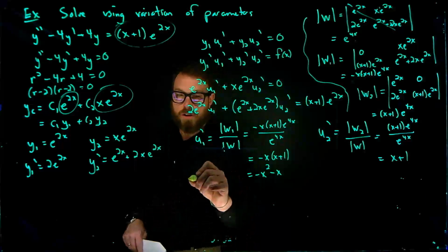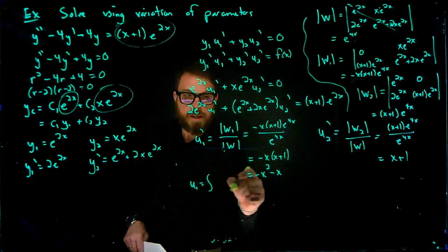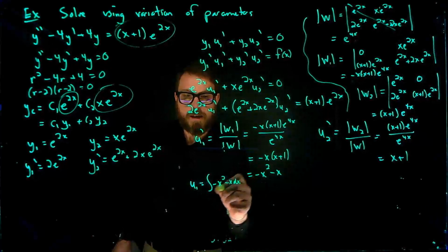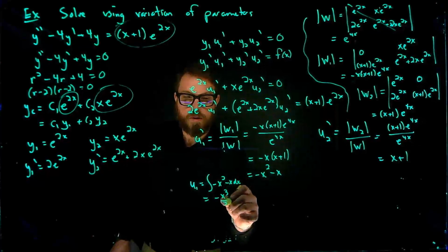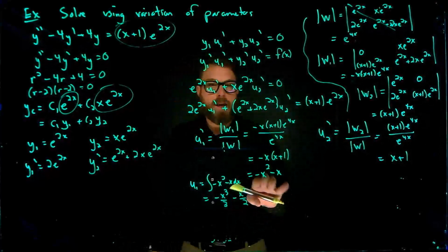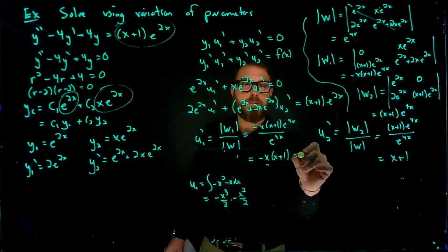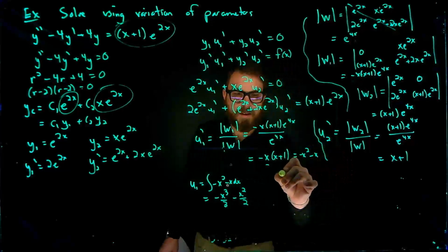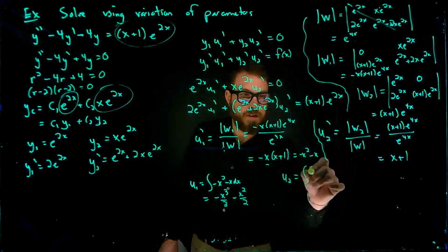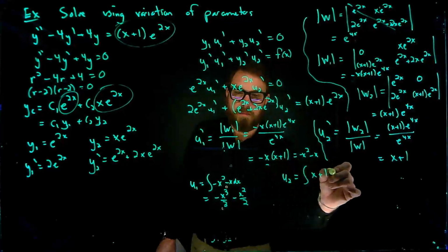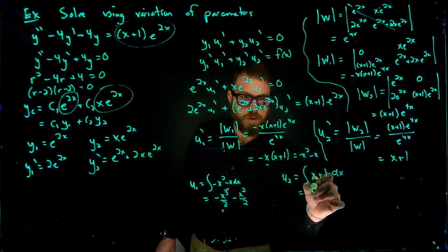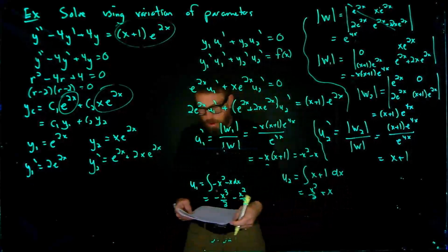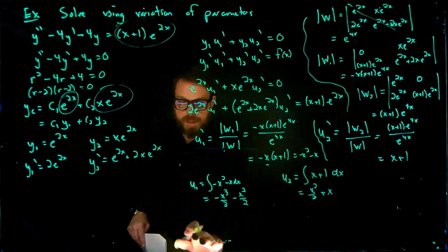So finally, u1 is going to be equal to the integral of u1 prime, so it's the integral of negative x squared minus x dx, so this is going to give us negative x cubed over 3 minus x squared over 2. And then similarly, u2 is going to be equal to the integral of x plus 1 with respect to x. So this is going to be x squared over 2 plus x, which now allows us to find y of p.